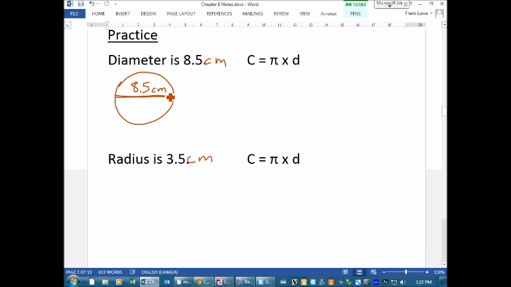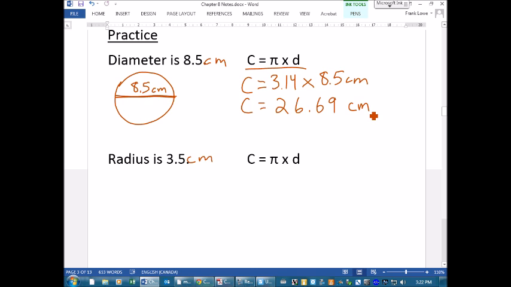So here's our formula. First thing you always do is put the formula down, and then we start plugging numbers in. Pi, what's pi? 3.14, that's right, times the diameter, which is 8.5 centimeters. Then you crank that into your calculator, and you will get none other than, drum roll please, 26.69 centimeters. All right, not too tricky.